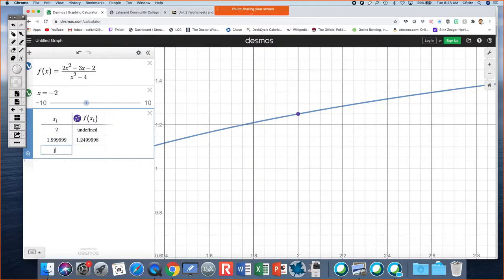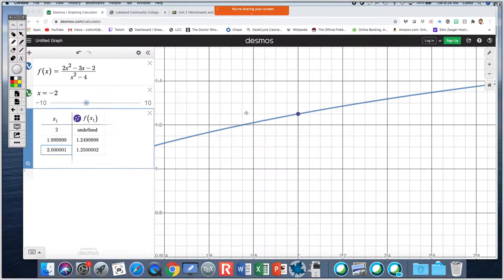And I can do the same thing with something a little bit bigger than 2, like 2.1. If I wanted to get closer to 2, I could just put 2.01, 2.001, etc. And notice those function values appear to be getting closer and closer to 1.25. So the data suggest we have a hole at 2 comma 1.25. Okay, but the question is, how can we prove that?